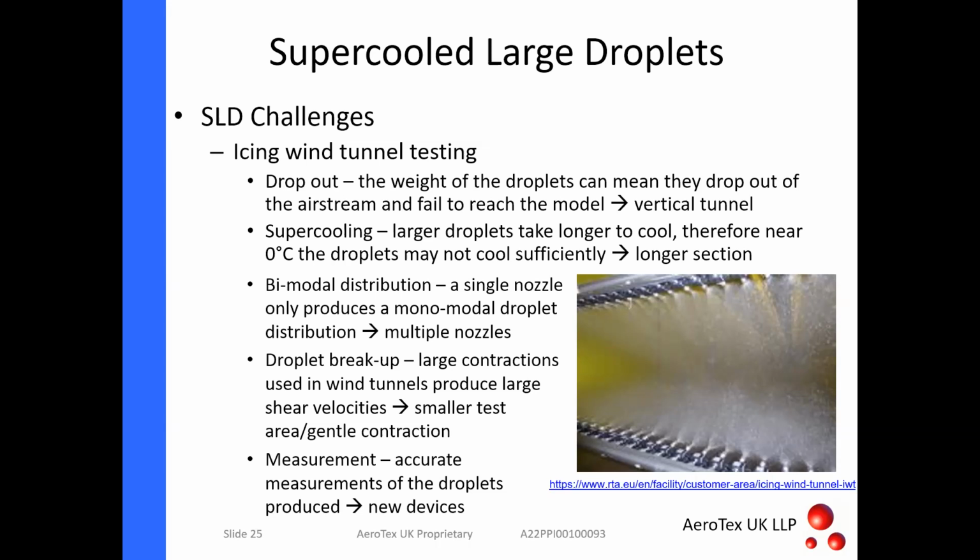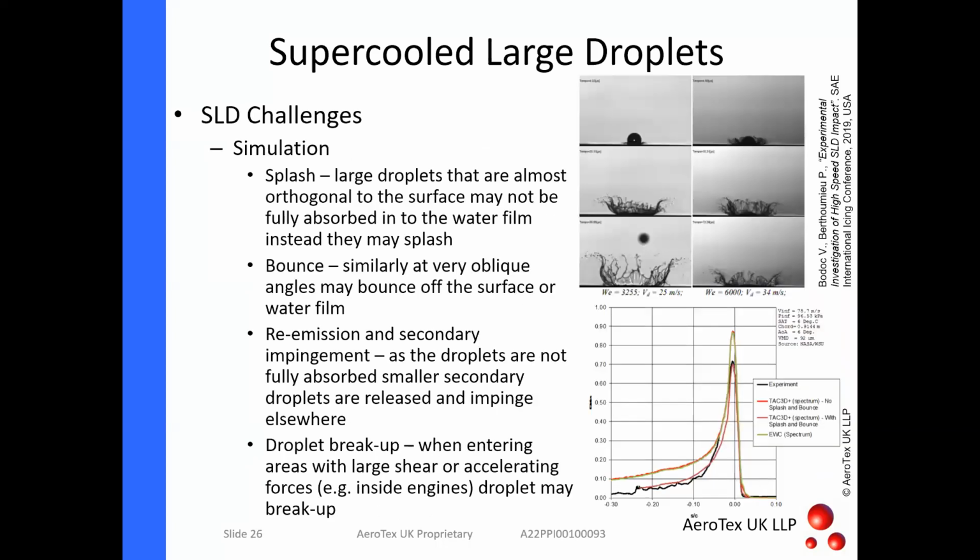So as I said, going back to the Honora tunnel, where they've put a vertical tunnel in, they've got a very long contraction, but then you get aerodynamic issues associated with that. You get very large boundary layers on the wind tunnel walls. And also measurement, the accurate measurement of the droplets, which may splash or bounce, which I'll come on to in this slide, which is on the simulation side of things.